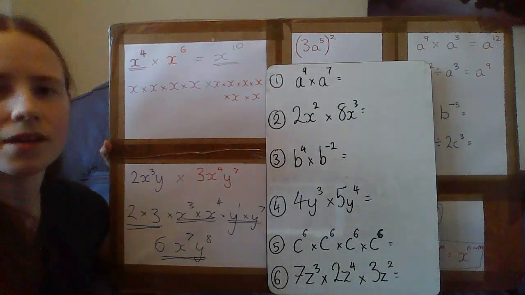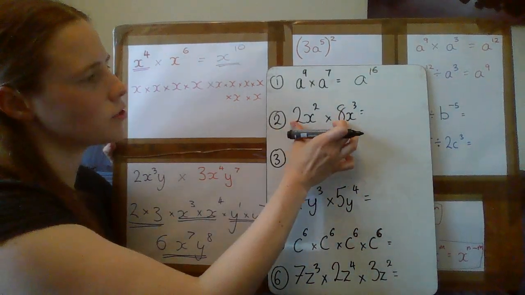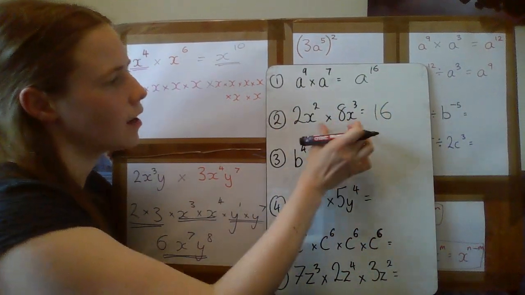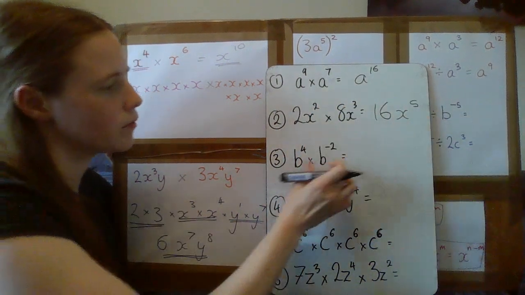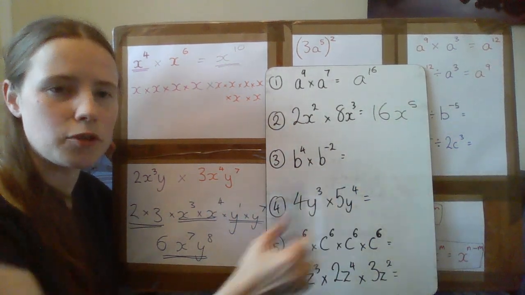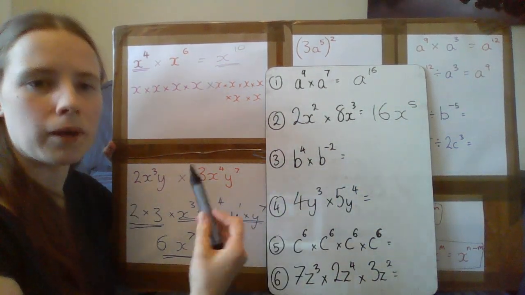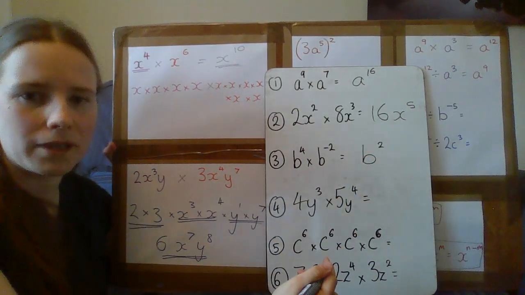We need to do 9 plus 7 for the first one, and we get a to the 16. For the next one, we need to do 2 times 8, which gets us 16. And then the x's, we need to add the powers to get x to the 5. For the next one, we need to do 4 plus minus 2. When you add a negative, you go down the number line. So 4 plus minus 2 is 2. So we have b to the 2, or b squared.